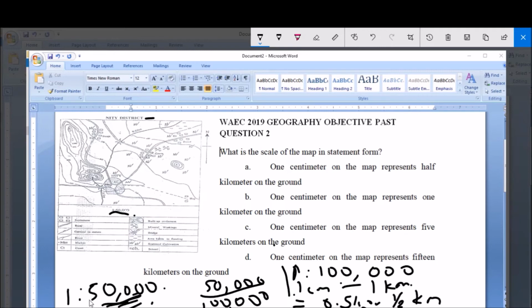So in statement form, 1 centimeter on the map represents 0.5 kilometer on the ground, or half kilometer on the ground. So the correct answer is A. 1 centimeter on the map represents half kilometer on the ground.